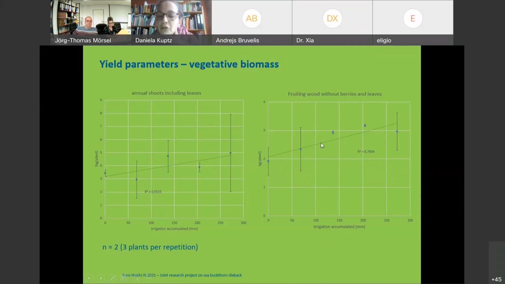I have to stress that we have only 6 plants per treatment, so these values are only from this year. These are the first values, so we hope we get more of them and can continue this description.